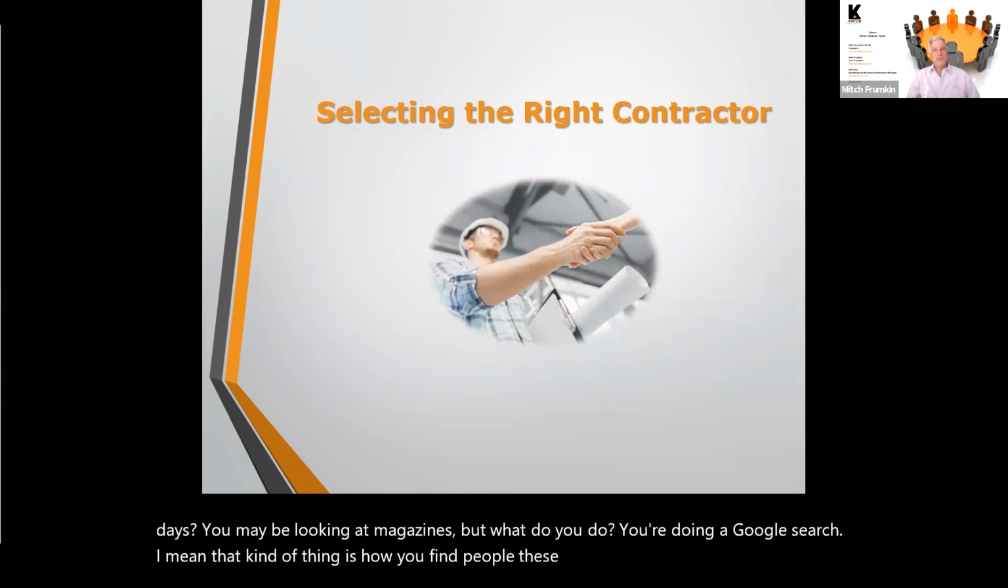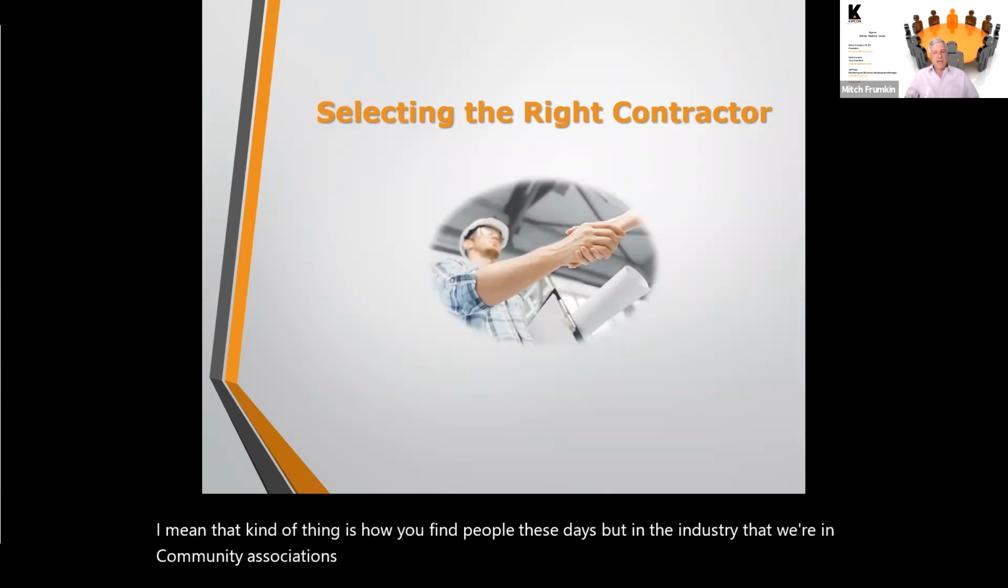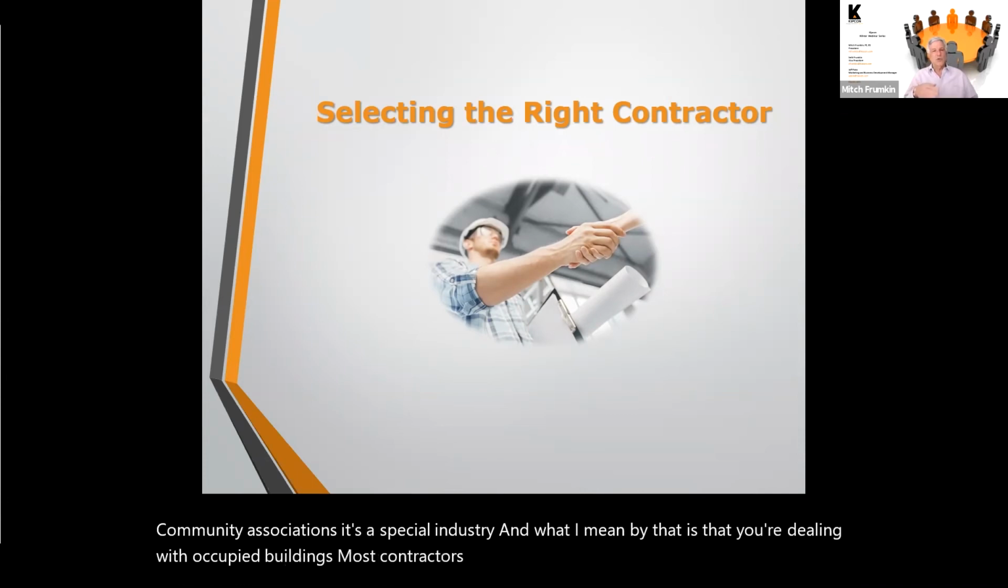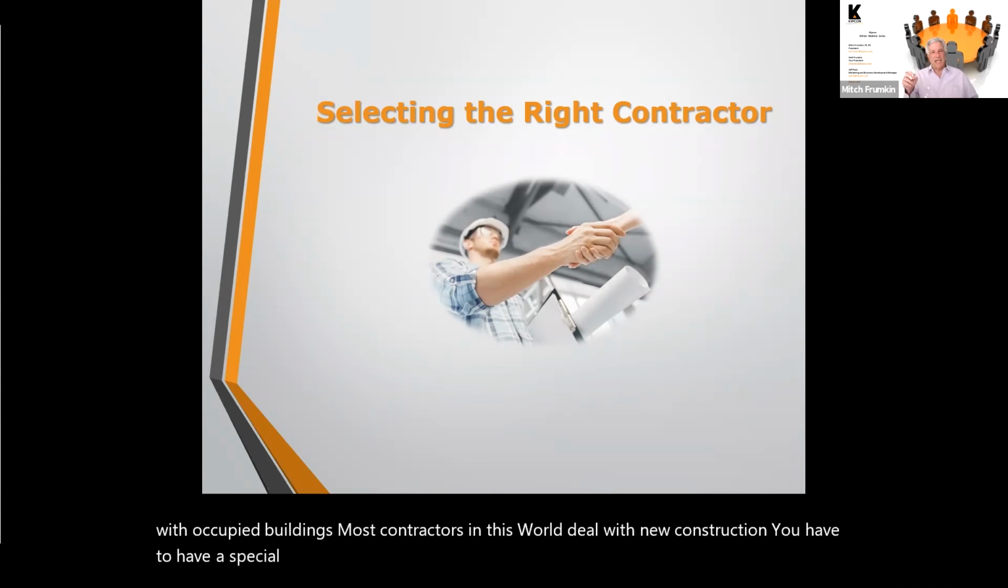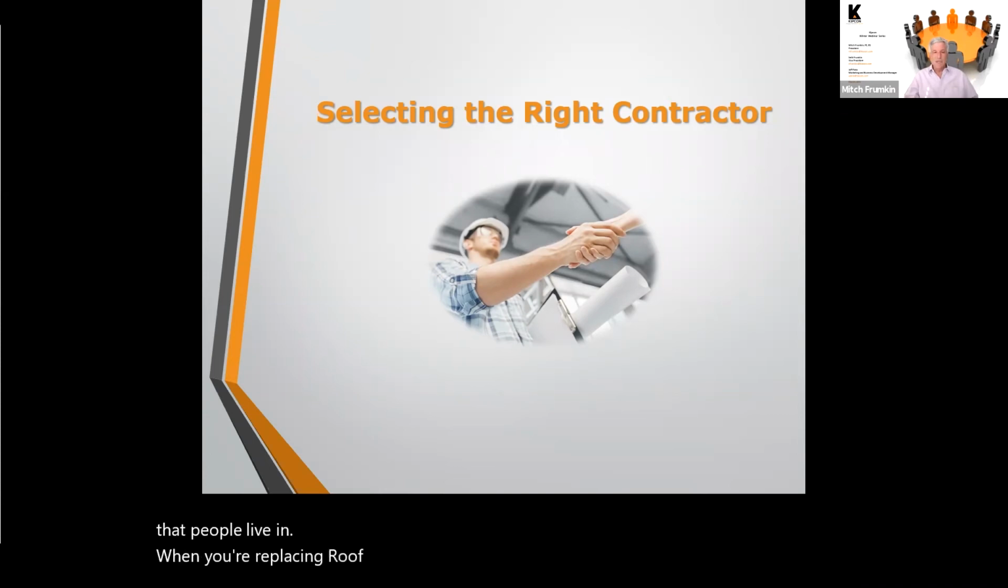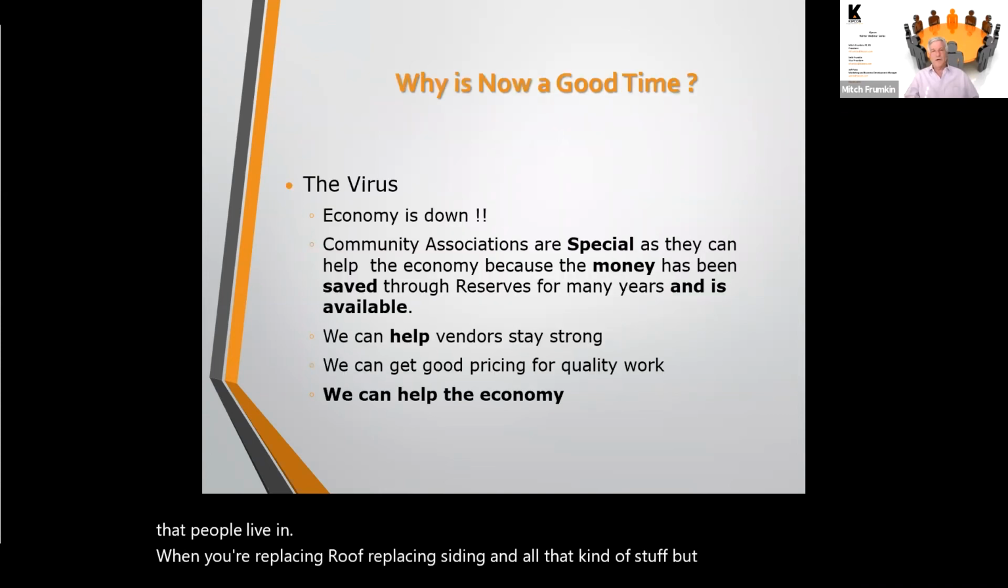But in the industry that we're in, community associations, it's a special industry. What I mean by that is that you're dealing with occupied buildings. Most contractors in this world deal with new construction. You have to have a special technique and a special understanding when you're dealing with buildings that people live in, when you're replacing roofs, when you're replacing siding, all that kind of stuff. So that's selecting the right contractor.